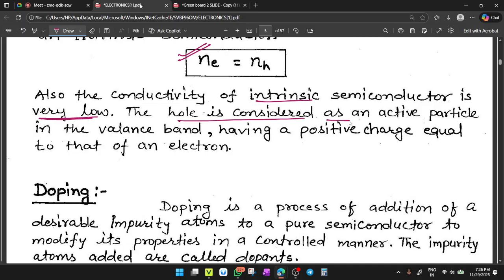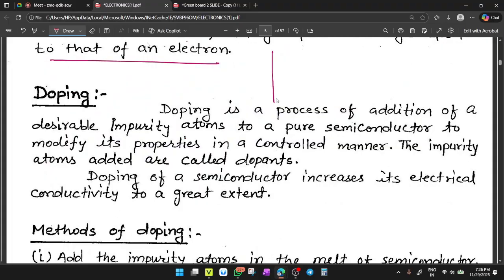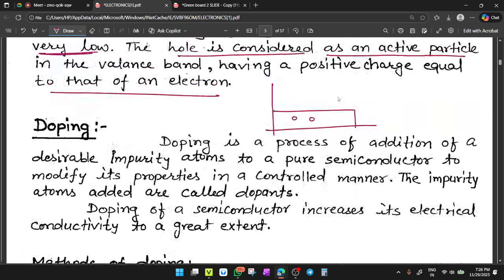The hole is considered as an active particle in the valence band, having a positive charge equal to that of an electron. So you can understand it like this. If there are two holes in the valence band, then there will be two electrons in the conduction band, because the number of electrons is exactly equal to the number of holes. So holes will be in the valence band and electrons will be in the conduction band. Clear?